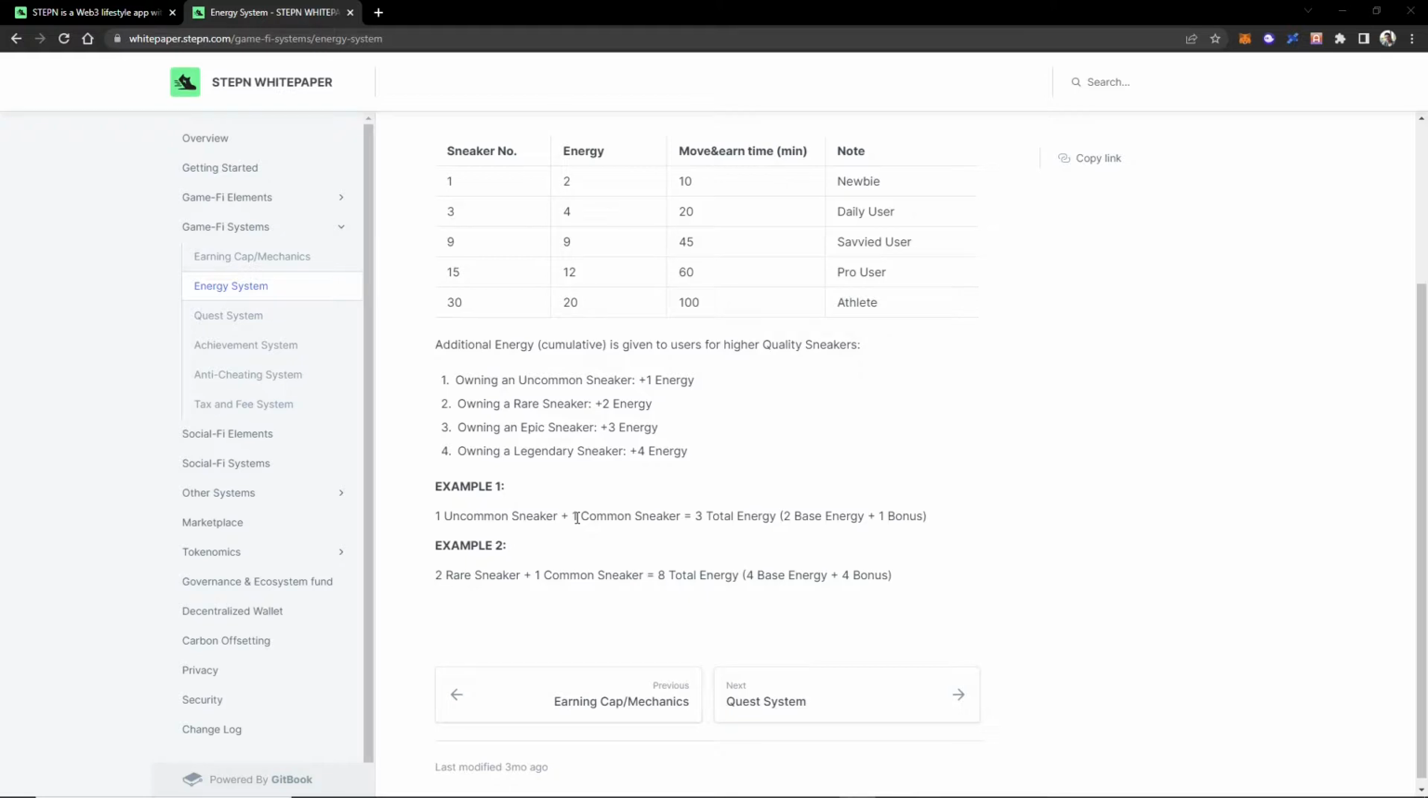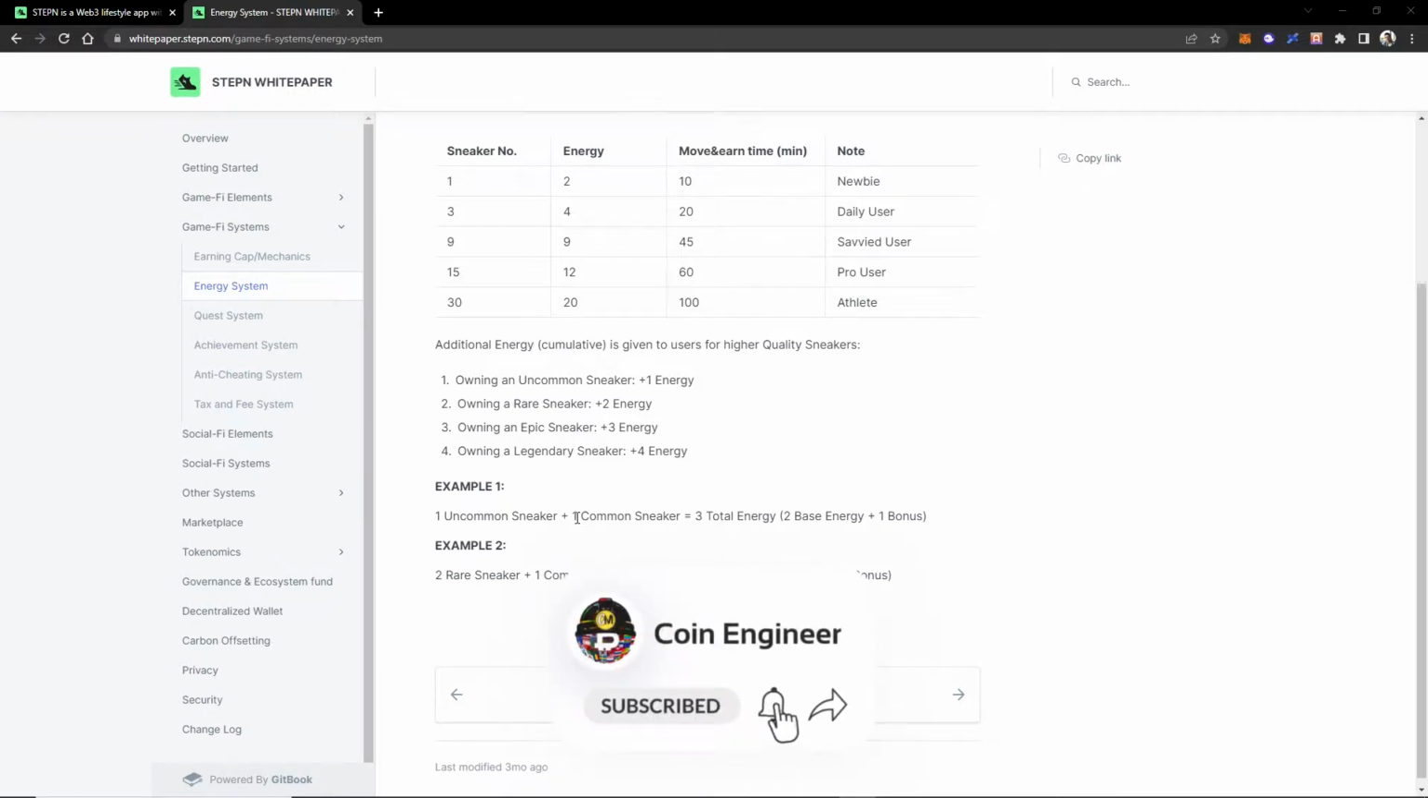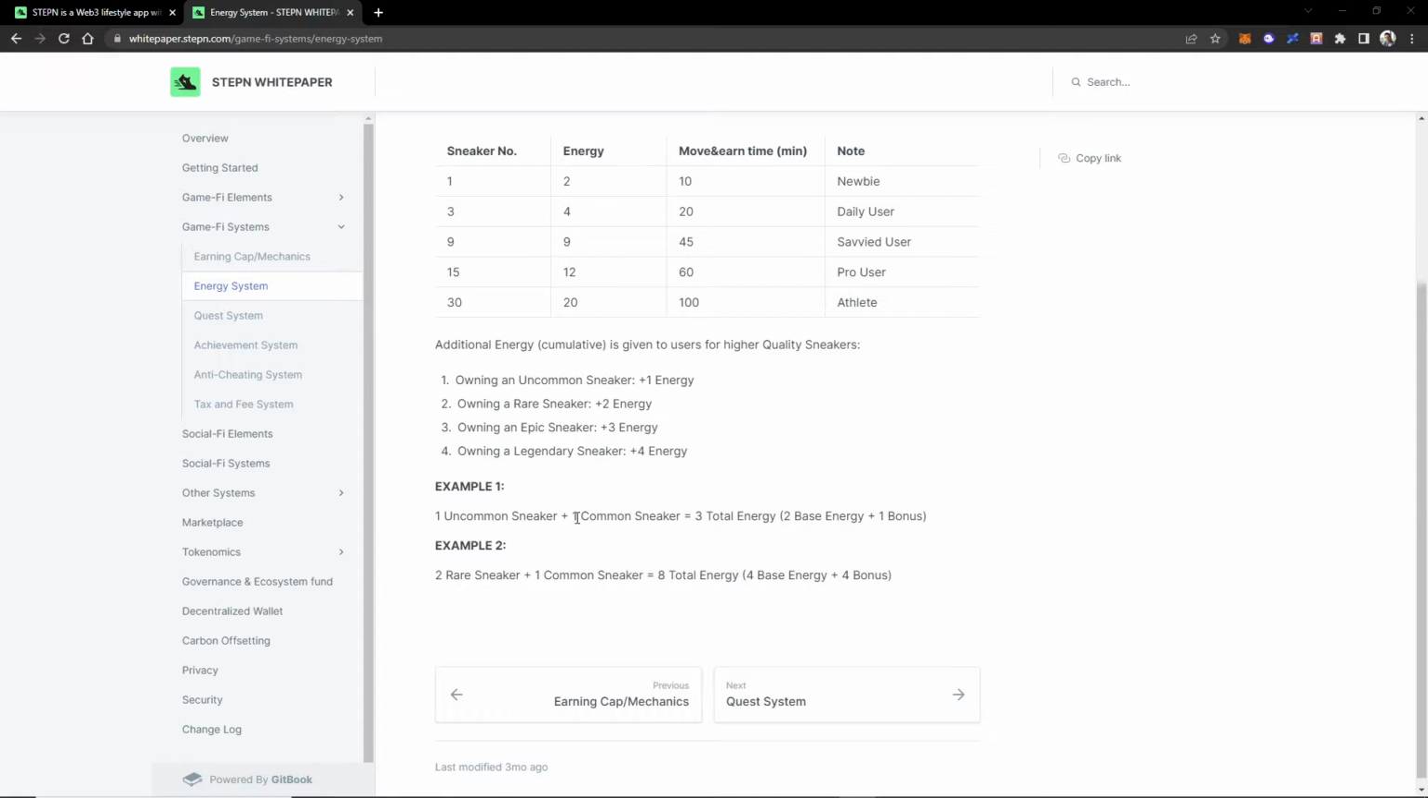And also, the last thing of the energy system is that every 6 hours, your energy will be replenished by 25%. So in a day, your energy will be recovered completely. If you are buying a sneaker for the first time, your energy will be 0. Don't forget that too. In a day, your energy will be completely replenished. And also, you can start running or walking at the end of the first 6 hours to try the application.